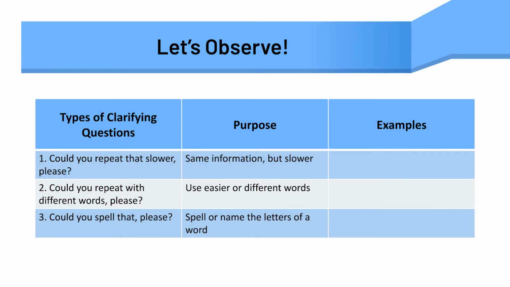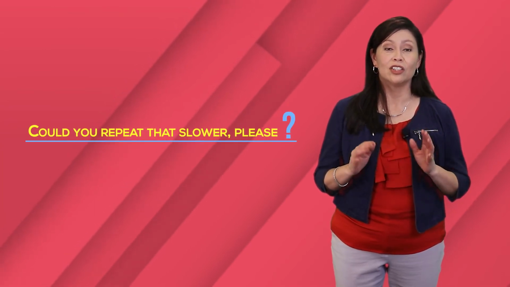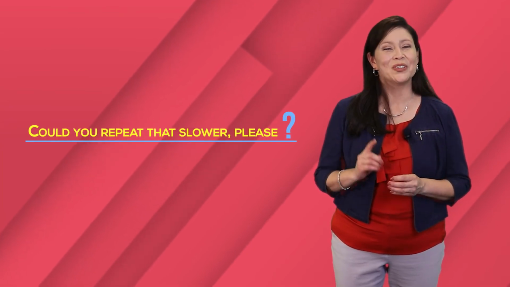Now we are going to do some more examples and determine which clarifying question we should use. Let's look at our chart again and review the questions. Question 1 is used when we need to hear the information very slowly. Think of a turtle. Slow. Repeat after me. Could you repeat that? Slower, please. You got it.